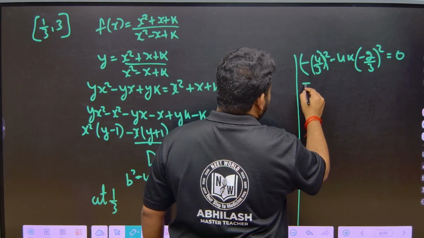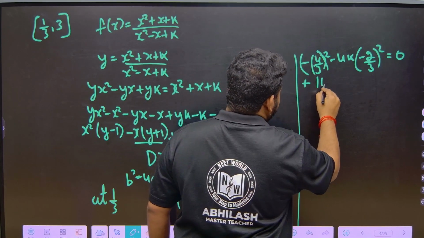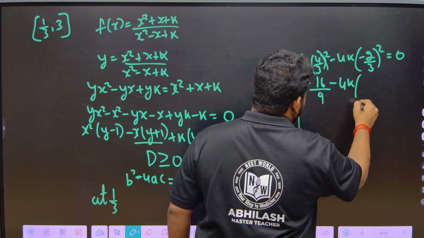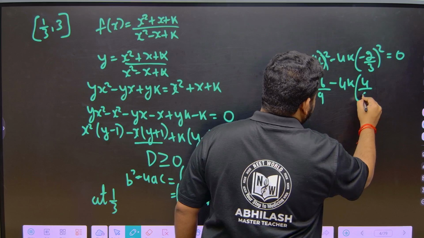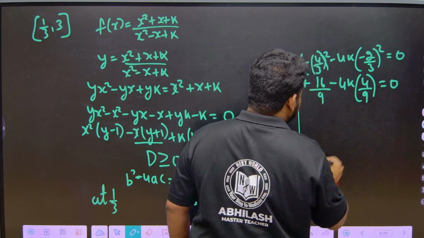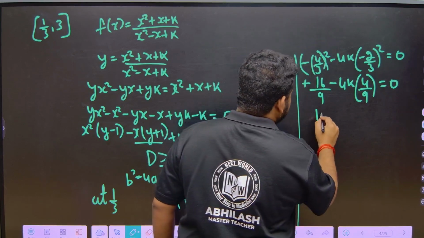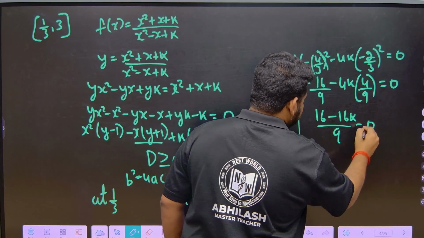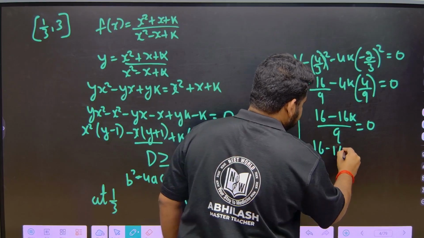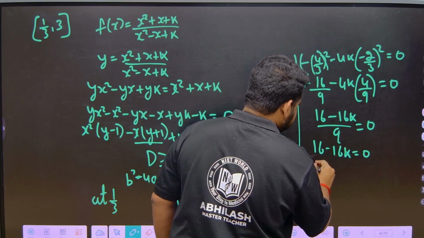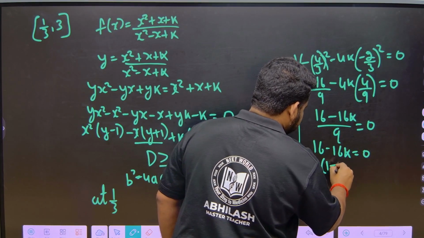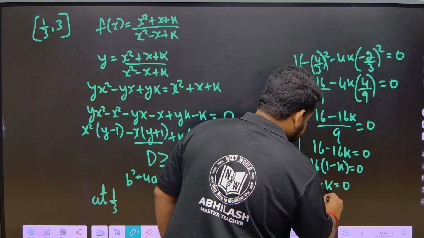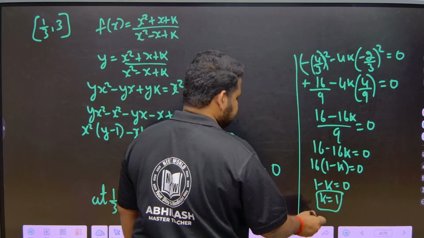So, this will become plus 16 by 9 minus 4 into k into, 2 2s are 4, 3 3s are 9, is equal to 0. So, I will get 16 minus 4 4s are 16k by 9 is equal to 0. So, 16 minus 16k is equal to 0. 16 into 1 minus k is equal to 0. I will get 1 minus k is equal to 0. So, k is equal to 1. The value of k is nothing but 1.